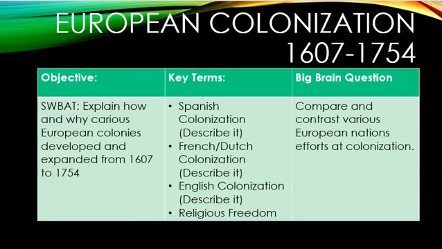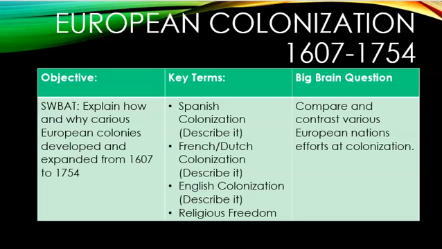We are going to talk about European colonization from 1607 to 1754. Our objective: we're going to explain how and why various European colonies developed and expanded from 1607 to 1754. So now we're exclusively talking about the 1607 to 1754 range. Will we call back to pre? Sure. But this is what we're talking about right now.